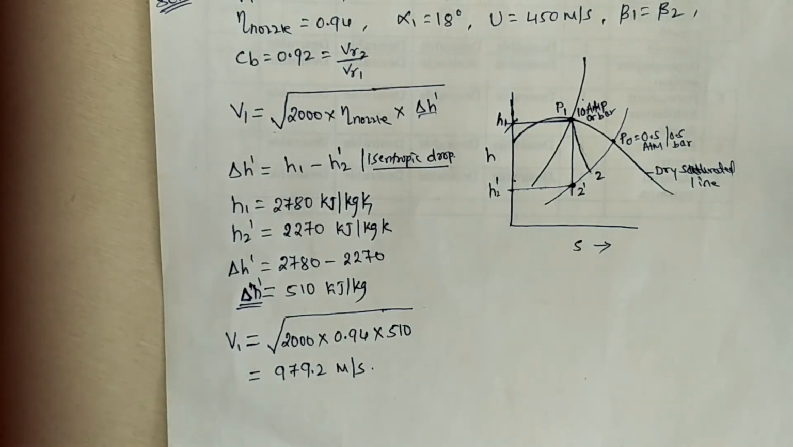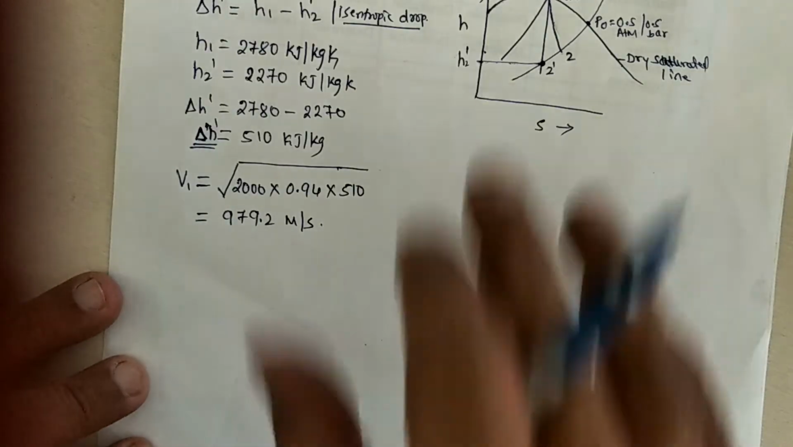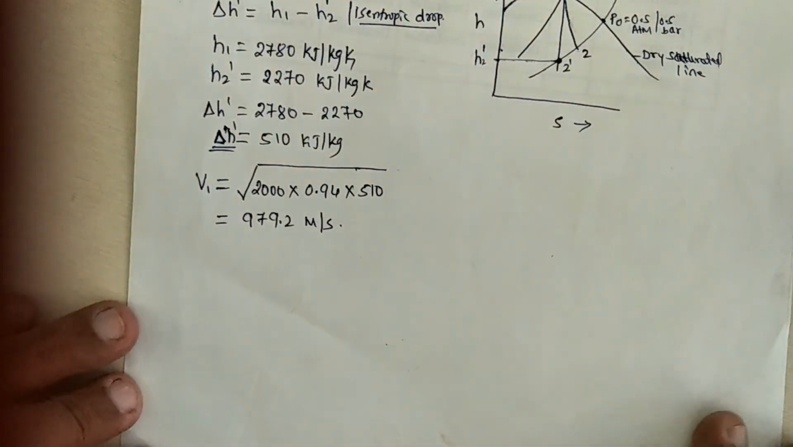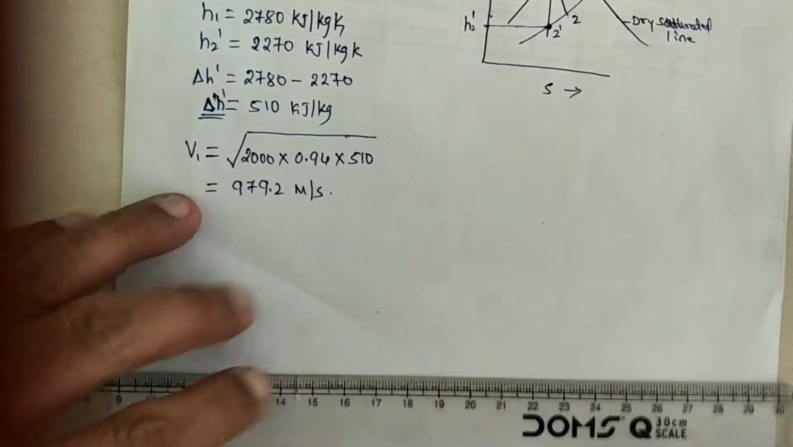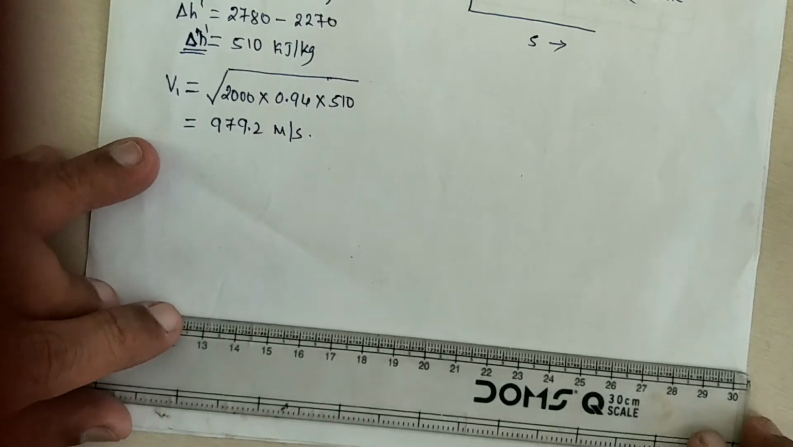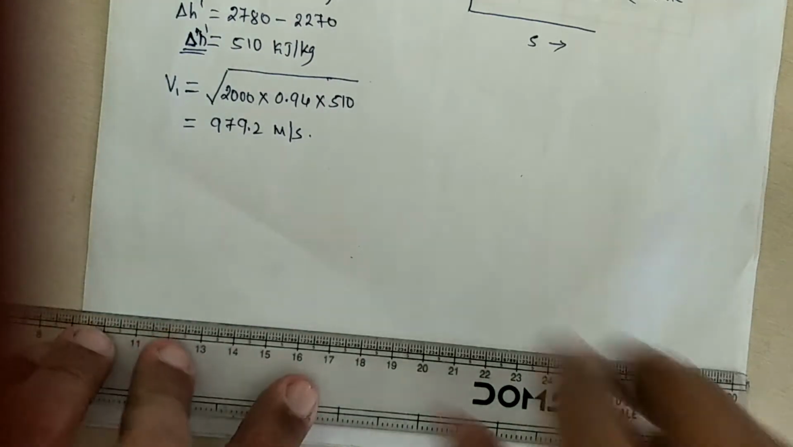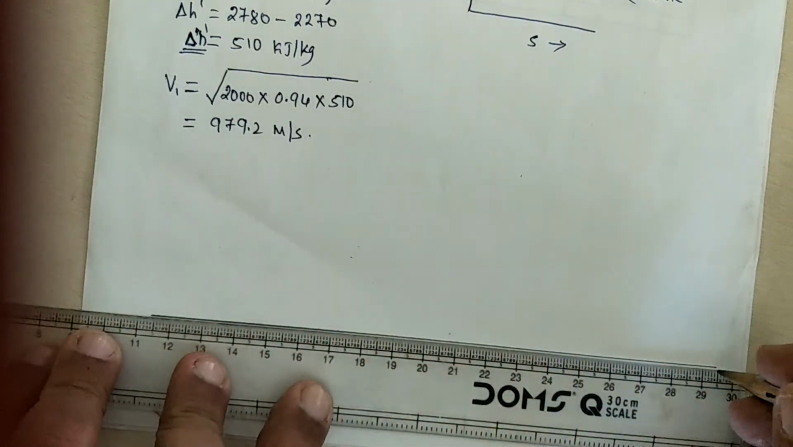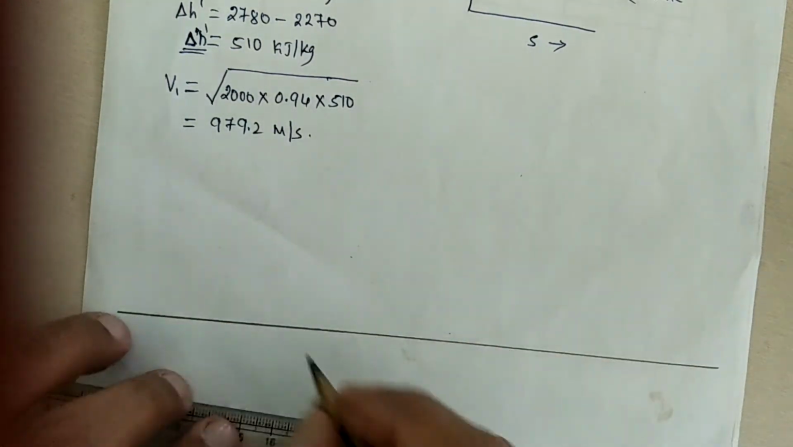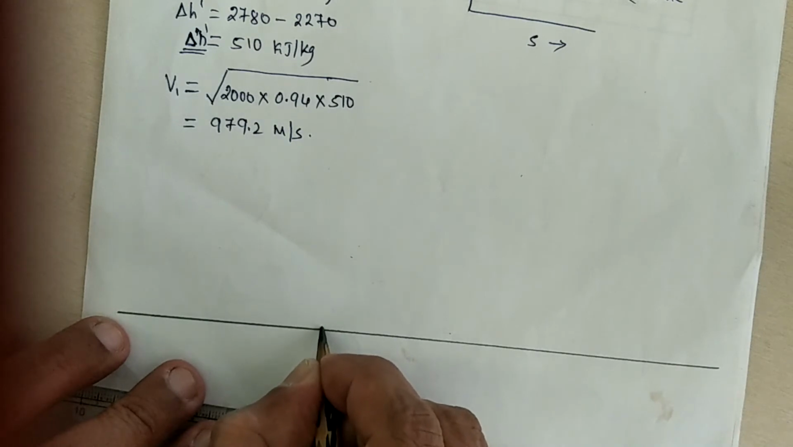Okay, now we can draw the velocity triangle because we know the value of V1 and we also know the value of alpha 1. So now we are going to draw the velocity triangle graphically. Initially, I am going to draw a horizontal line here, then I am going to locate point A. So this is point A.